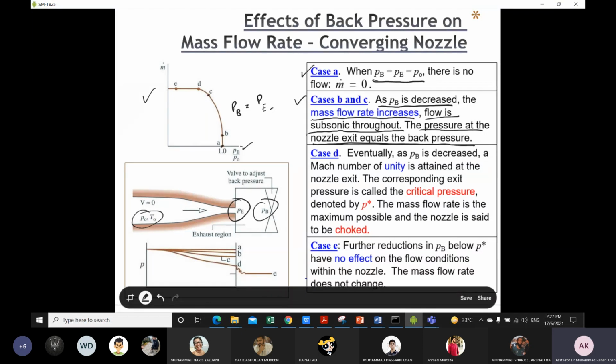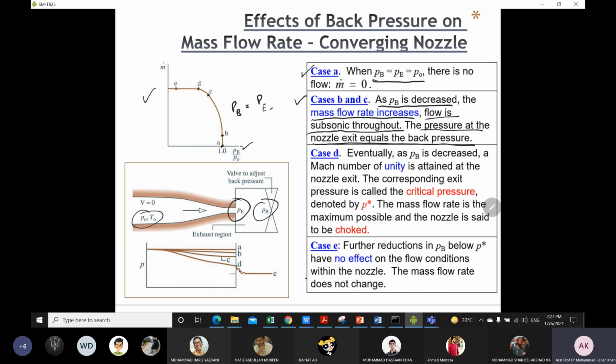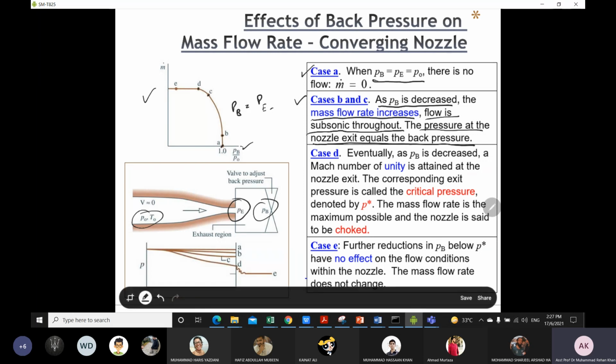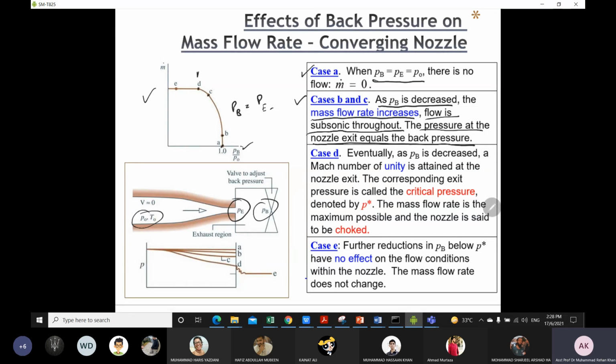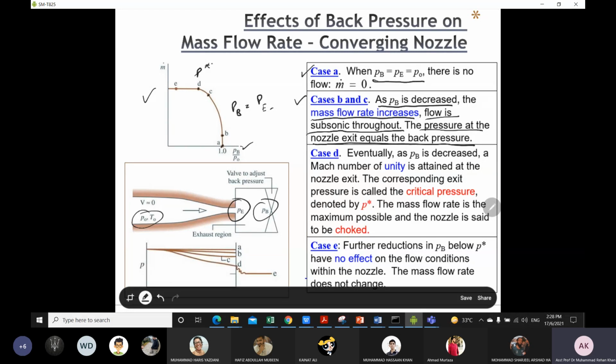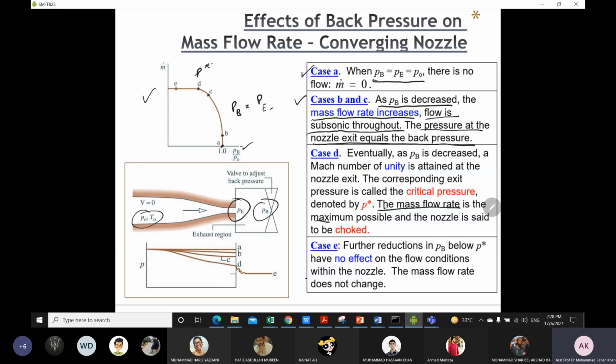Eventually, for example, we decrease the PB more compared to point C, until it reaches point D, and at that point your Mach number is unity. So Mach number is equal to 1. I already told you when Mach number is equal to 1, the properties related to that point are critical properties. So for example, at point D we have critical pressure or any other property. And the mass flow rate is maximum possible, and the nozzle is said to be choked.